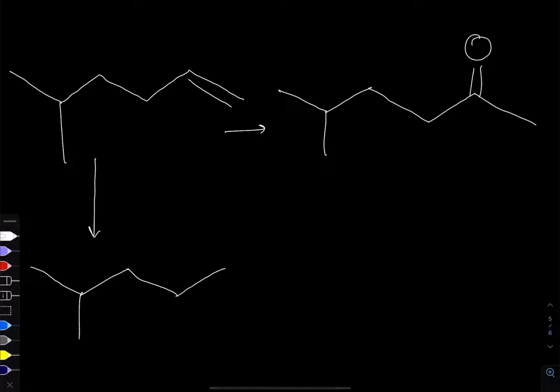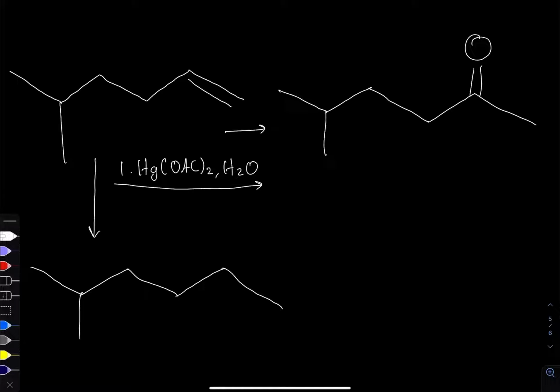The way we can do that is by either of two ways. You can use mercuration, the oxymercuration process, which looks like this. The reagents: the first one is Hg and then acetate, and with water, and then for step 2 you would have demercuration.